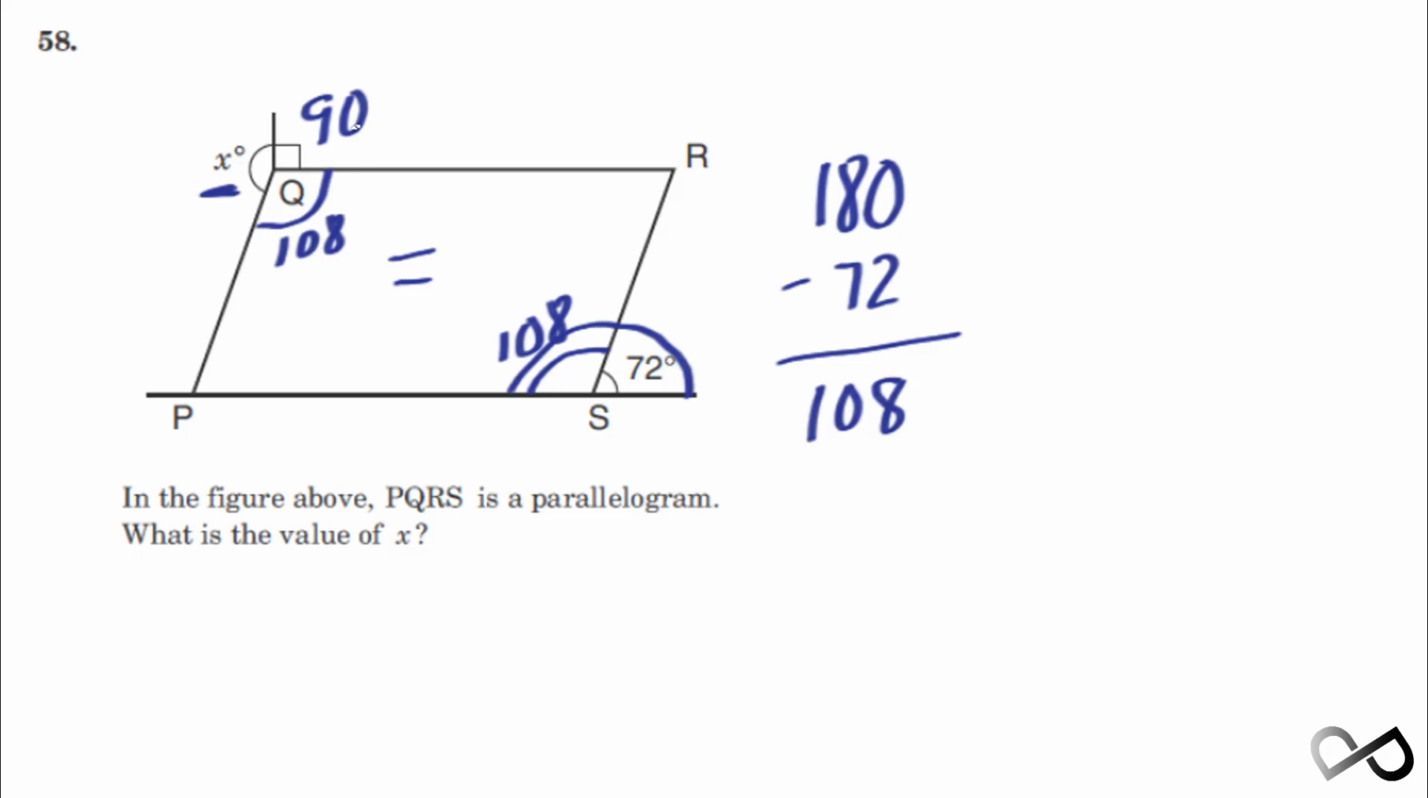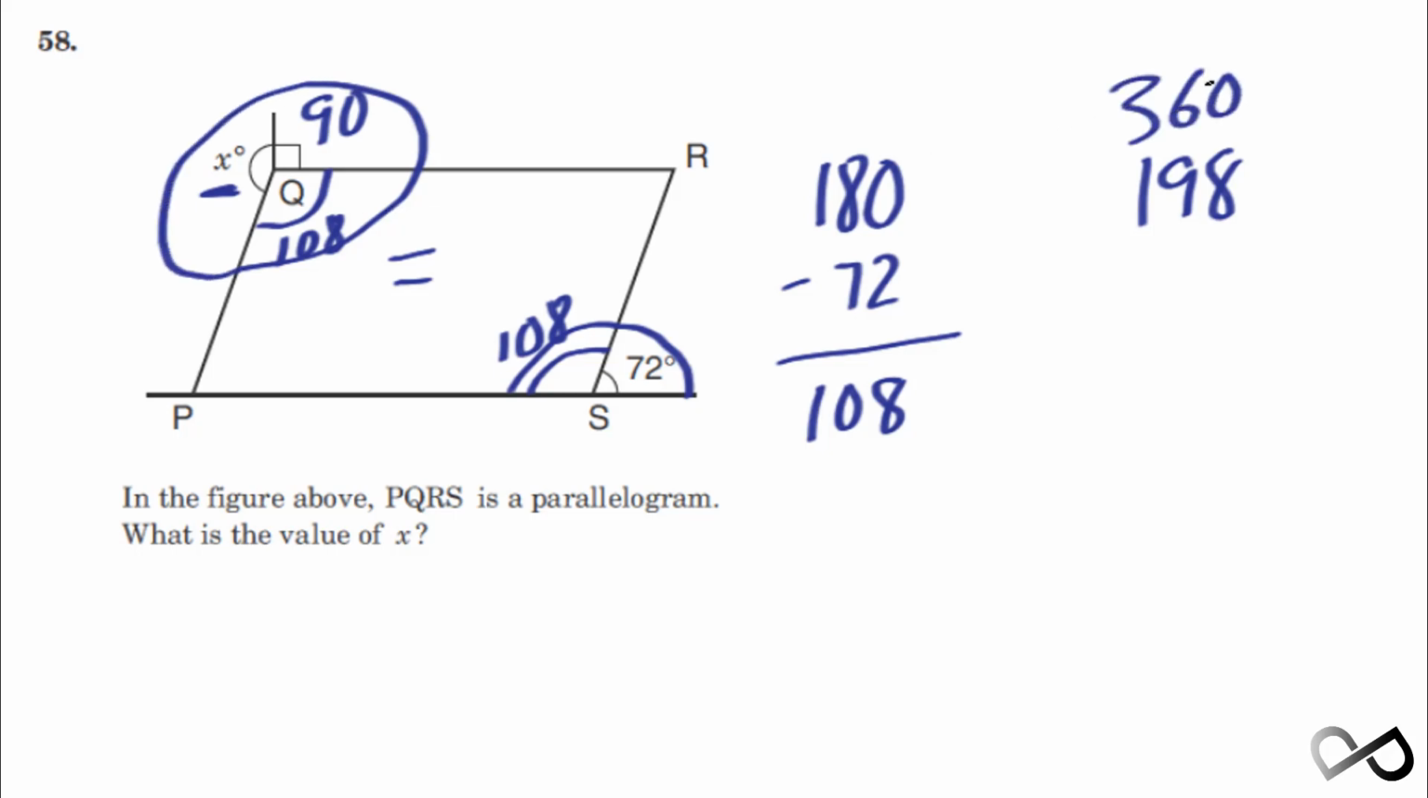Okay, so 108 plus this 90 is going to give us 198. And we know that there are 360 degrees over here. So 360 minus 198, which is going to give you 162. And that is what x is. Your final answer.